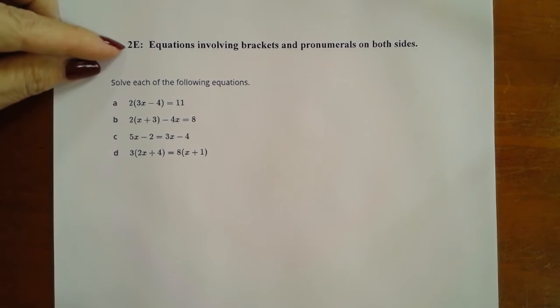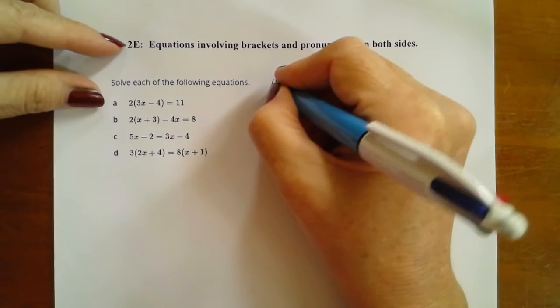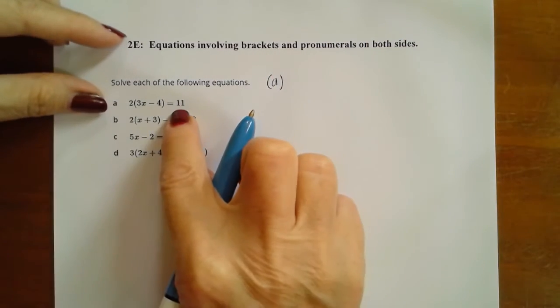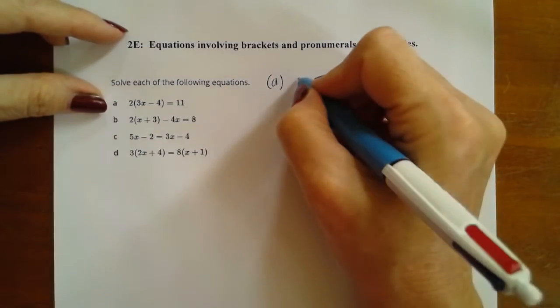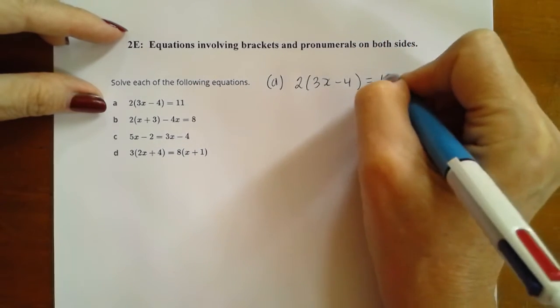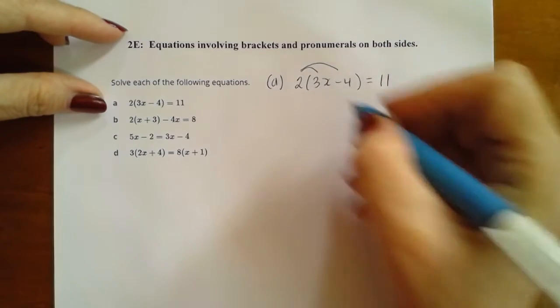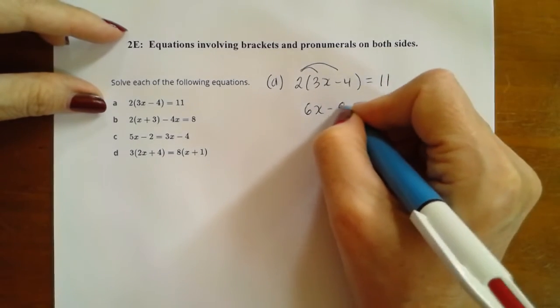This is 2e. These equations are a little bit harder. So let's start with a. I really wish you would try a before I do it, and then go watch the video and see if you did it the same way. Good time to pause now. So I need to expand this first to get 6x minus 8 equals 11.